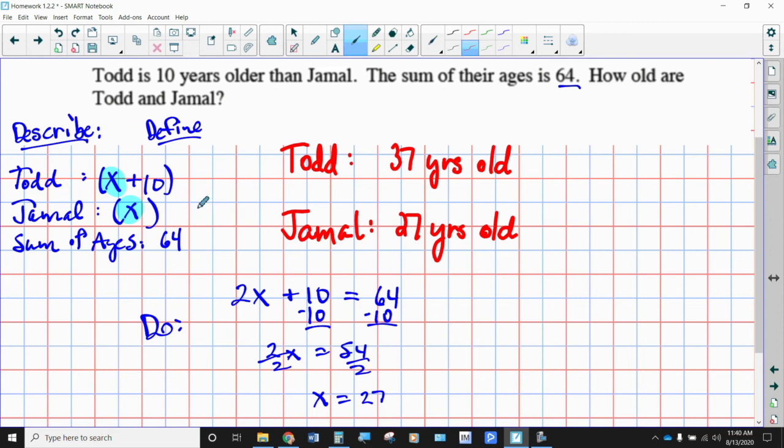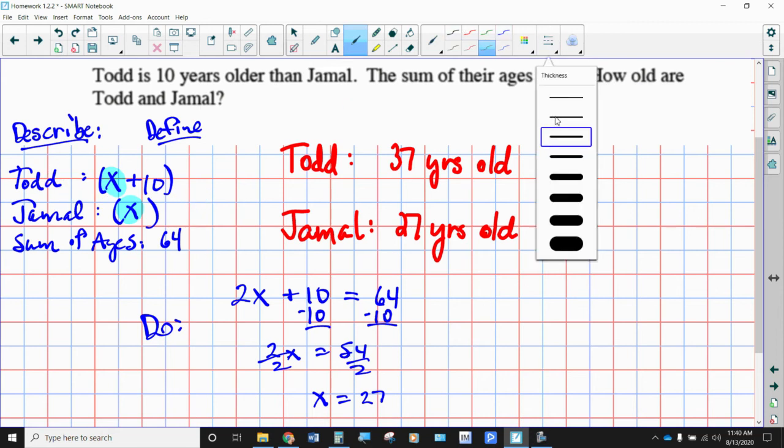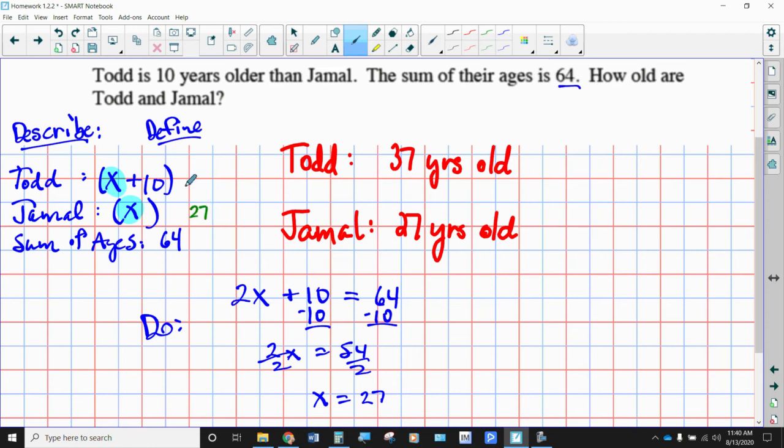If Jamal is, let me do this in green. If Jamal is 27, then he has to be 27 plus 10, which is 37. And is 27 plus 37 equal to 64? Turns out that it is. So that was the decide. And now here we have our declare.